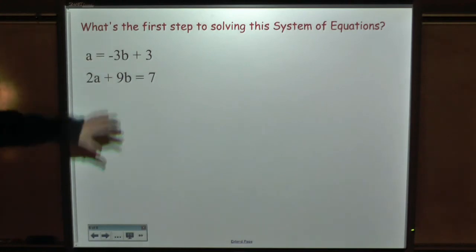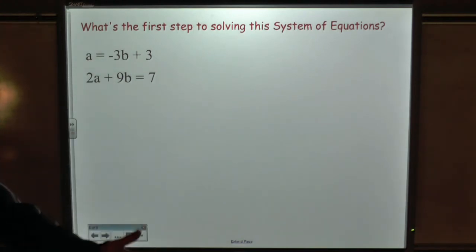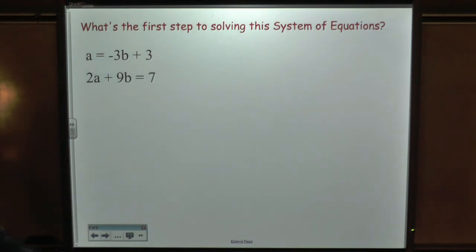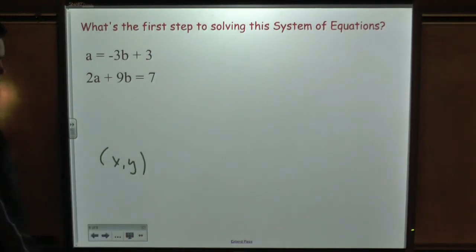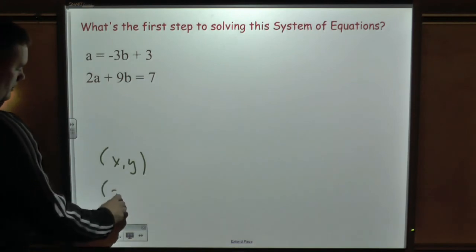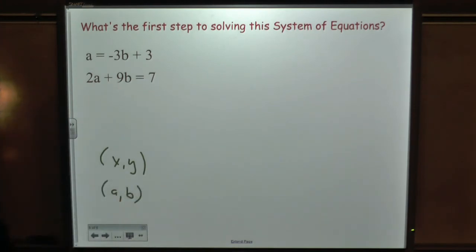Now, when we look at this one, you'll notice we have different letters. You're going to notice with systems of equations, they will use a lot of different letters. The nice thing about the lettering is think about your coordinate, x, y. Well, it's in alphabetical order. So if we have A and B, that's how you'd write it as a coordinate. Not a big deal.